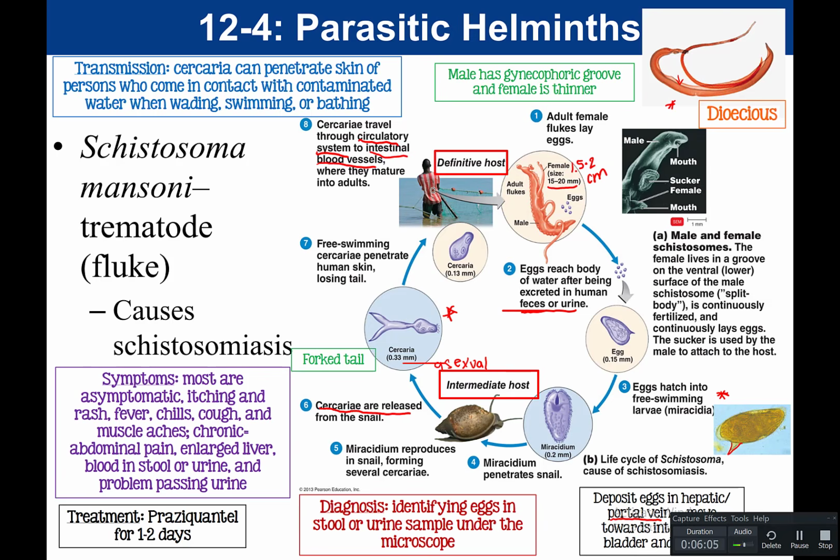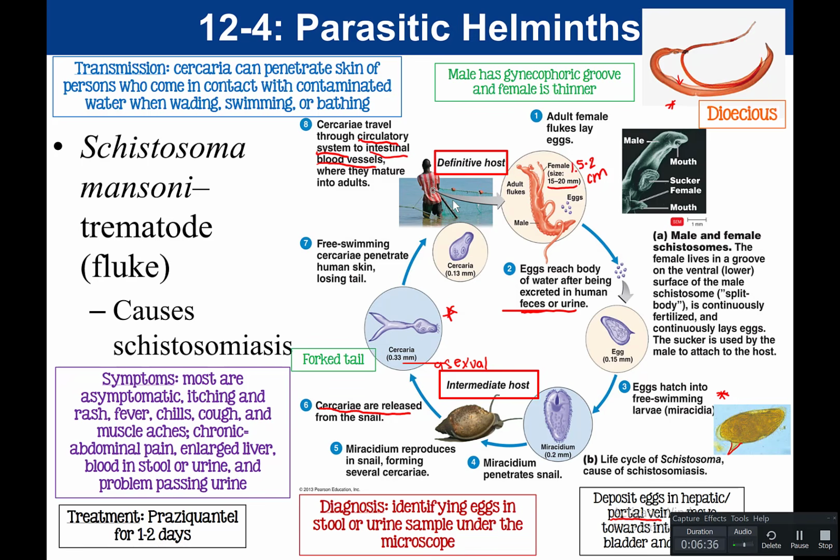Then we have our Schistosoma mansoni. And so again, these are the things that you want to study. You want to make sure to identify which is the definitive host. So humans being the definitive host, meaning that's where the sexual part of the life cycle occurs, while these snails are the intermediate host. This is going to be the asexual part of the life cycle. So make sure you know the distinction between the definitive host and the intermediate host.